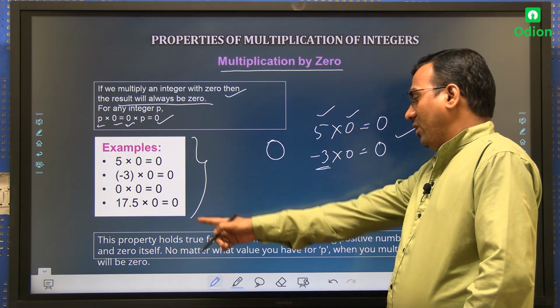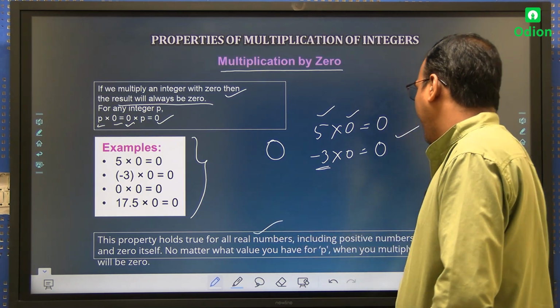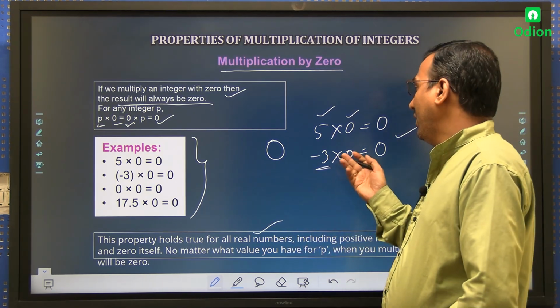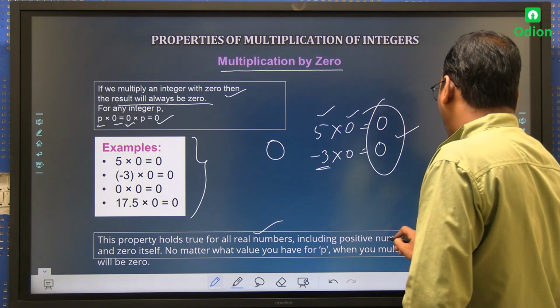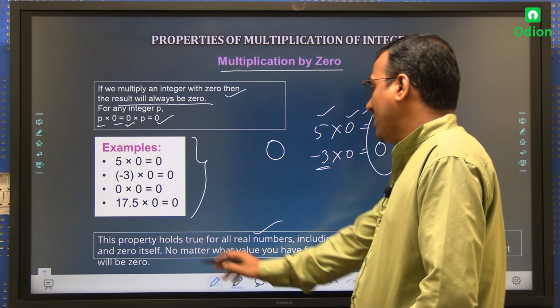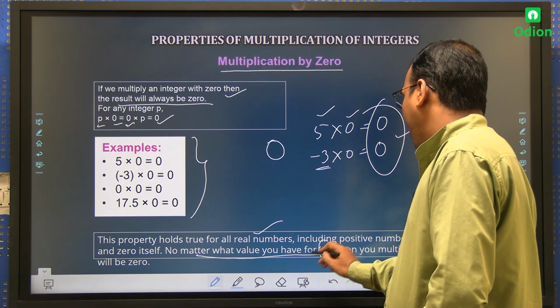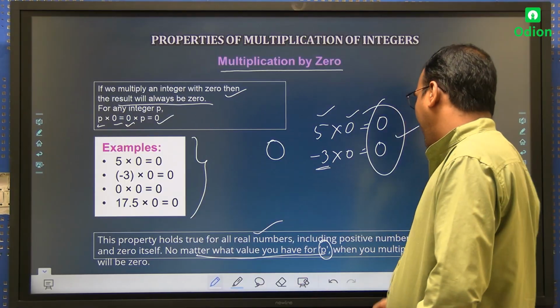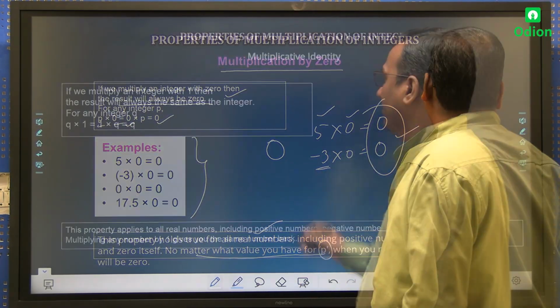Okay, this property holds true for all real numbers, whether it is positive or negative. Already I have told you that the answer is always 0, including positive numbers, negative numbers and 0 itself, no matter what value you have for p. का value जितना भी हम ले सकते हैं, then the answer will be 0 if we multiply 0 with it.